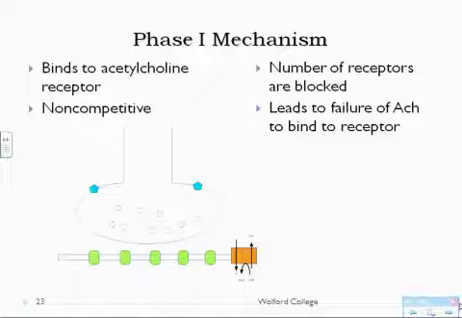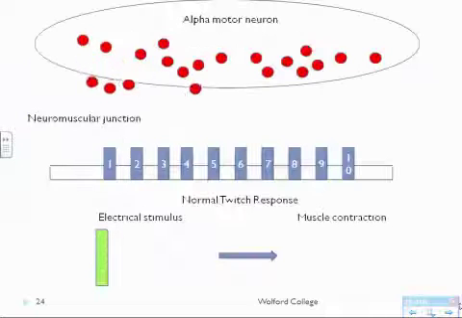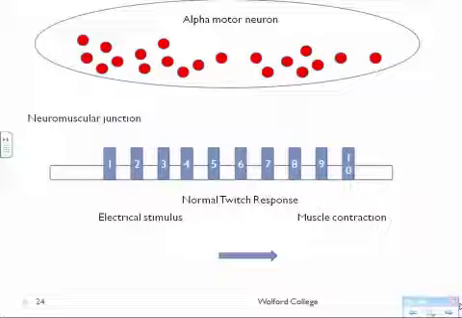Now, what you see is it binds to the acetylcholine receptor. It's considered non-competitive. The number of receptor blocks will lead to different effects, and leads to failure of acetylcholine to bind to the receptor. Okay, so now let's look at the actual mechanism. Okay? Now, let me just stop before I start here. What I'm going to show you in the bottom of this picture is the actual electrical stimulus. It's going to be in a green box.